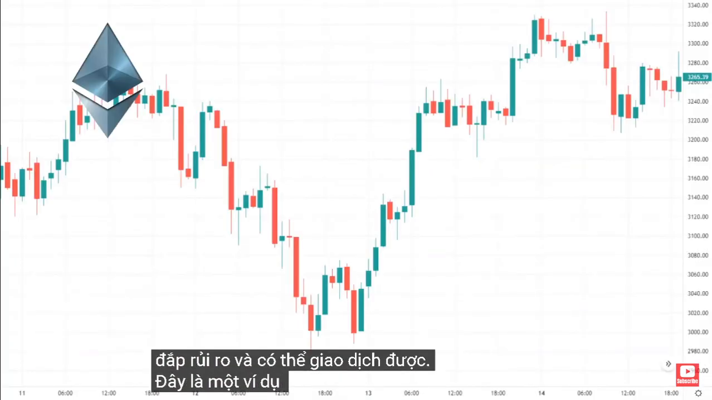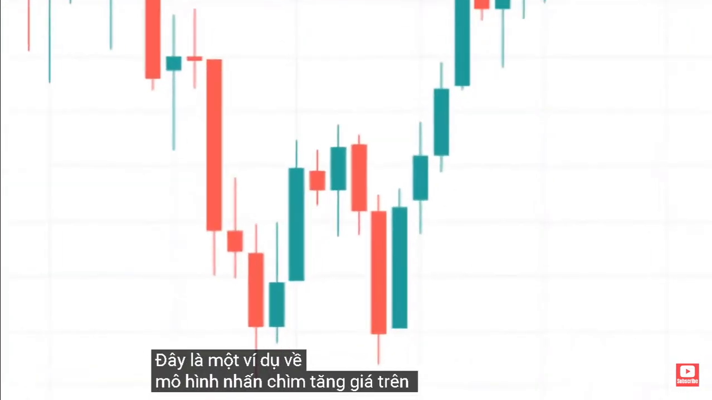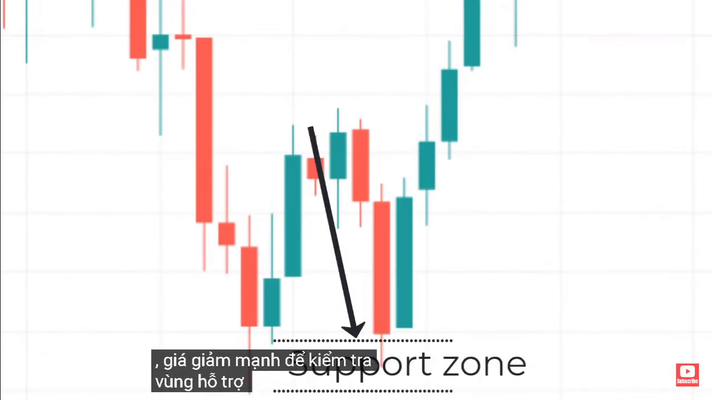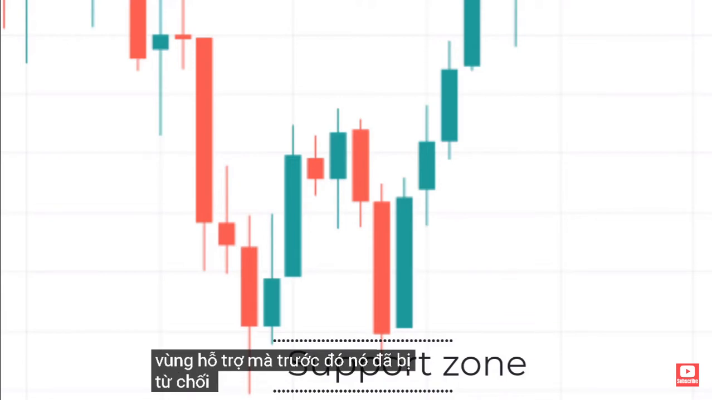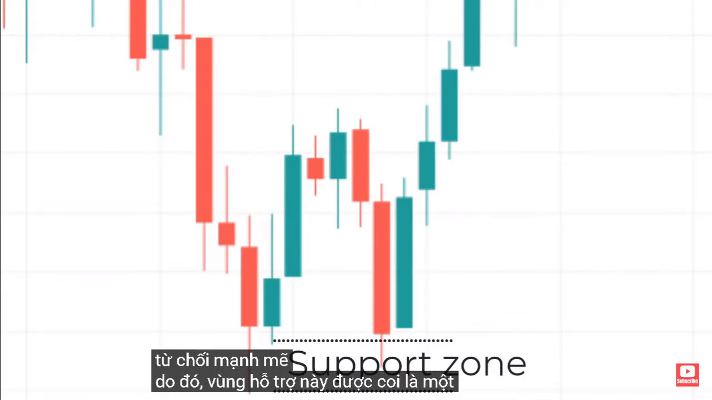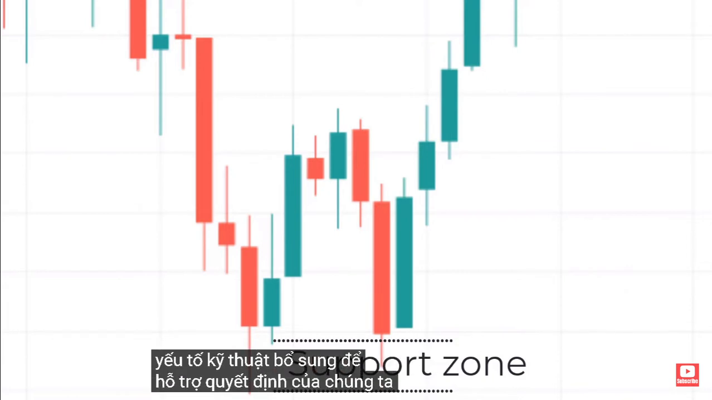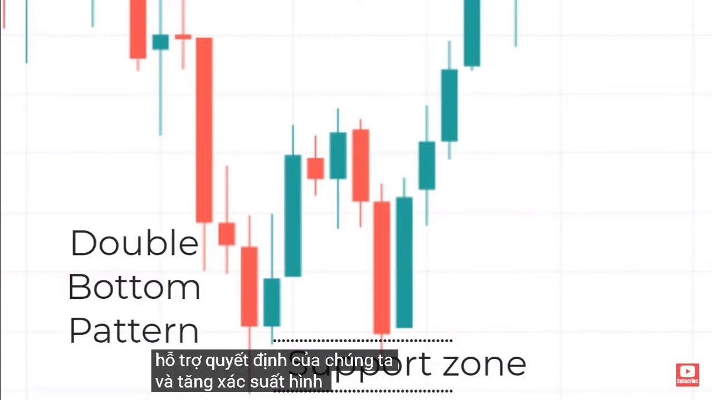Here is an example of the bullish engulfing pattern. On the Ethereum chart, the price dropped down sharply to test a support zone where it has previously got strong rejection from. So, this support zone counts as an additional technical factor to support our buy decision and increases the probability to form a double bottom chart pattern. Because the repeated strong rejections off a support zone is proof that the buyers are serious about keeping the price above it.